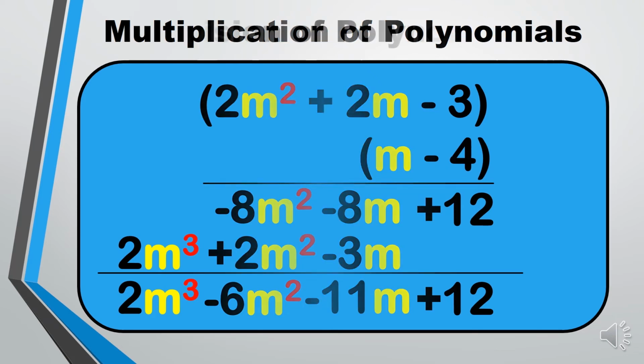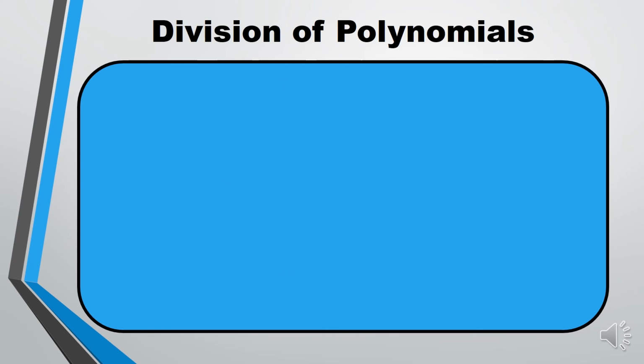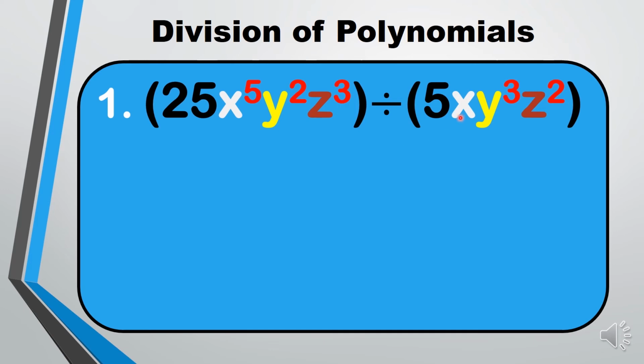Now let's have division of polynomials. For our first example, let's divide monomial to monomial. 25x raised to the 5th y squared z cubed divided by 5x y cubed z squared. Do not forget, in dividing polynomials, we are going to follow the laws of exponent rule and the division of integer rule. Now let's have this solution.